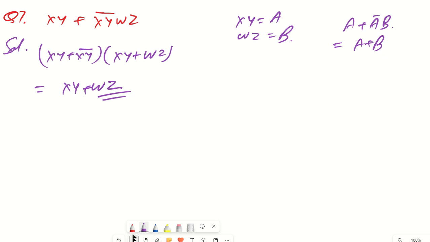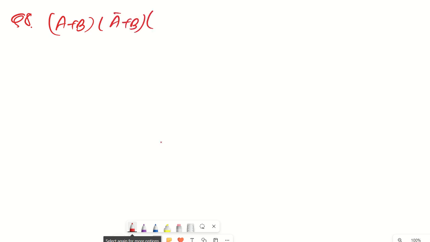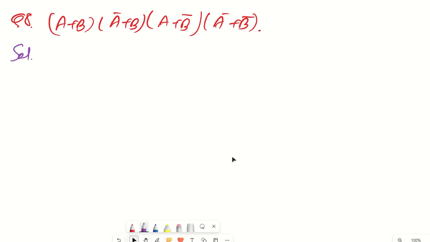Let us take one more question. So the question is, A plus B into A bar plus B into A plus B bar into A bar plus B bar. So we have to simplify that, like we have to write down the solution in simplified form. So that was the GATE question. So what can we do here? If we see A plus B into A bar plus B into A plus B bar into A bar plus B bar, can we rearrange them properly so that we can write down the solution?